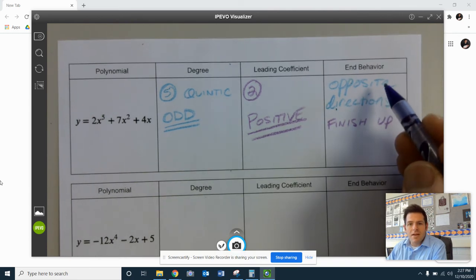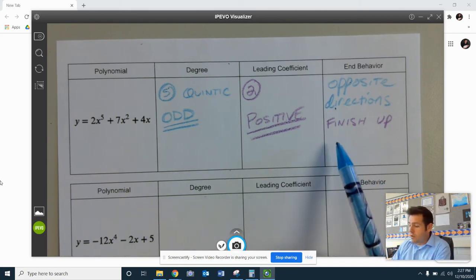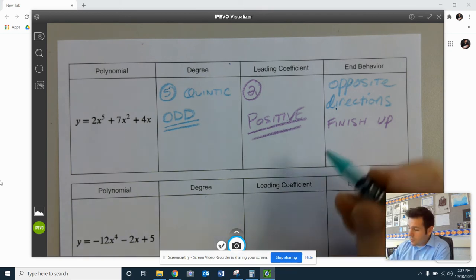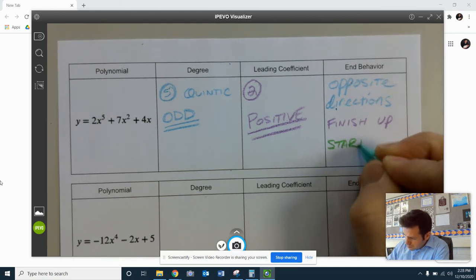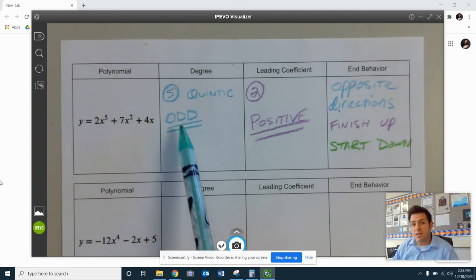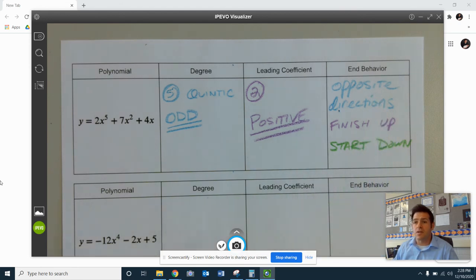Now, we understand that because of this degree, our graph is going in opposite directions. So for finishing upwards, that means we would be starting with our graph pointing downwards. And we should understand that if we finish up, we're traveling to positive infinity. If we start down, we would start the graph looking like it's going towards negative infinity. Those are things that we should understand from this. But again, what we're looking for in these problems is understanding what the biggest exponent is. Is it even or odd? Leading coefficient, positive or negative, and that should help us with our end behavior.